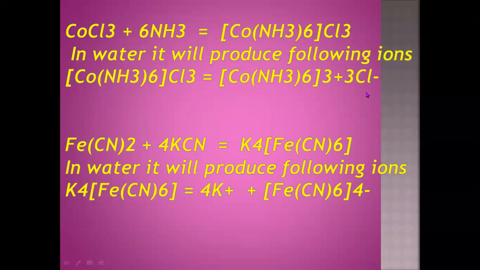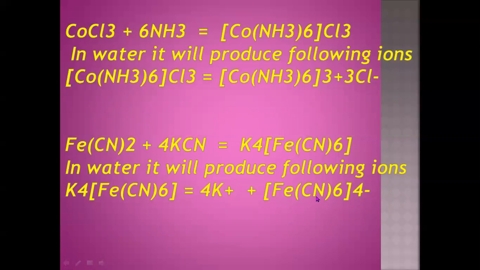Here, three anions, or three Cl minus ions, will be produced. In the second case, when we add ferrous cyanide to potassium cyanide, it will produce potassium ferrocyanide. Again, it will produce ions: potassium and ferrocyanide. Here, potassium is the cation and ferrocyanide exists as a unit and is an anion.